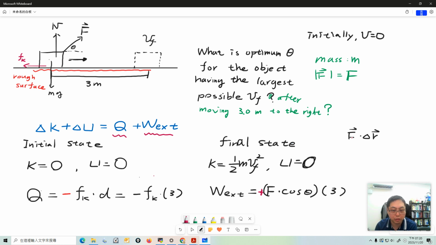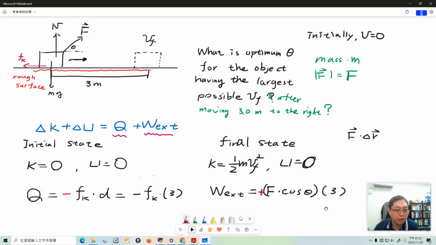That means you are adding energy into your little system, and that makes the object move. That has a velocity change, because you add the energy into your system. So that means the work is positive. The work done by the external force is positive. And only the force that's parallel to the moving direction does the work. So you only have F cosine theta doing the work. Okay, so it's not F times 3.